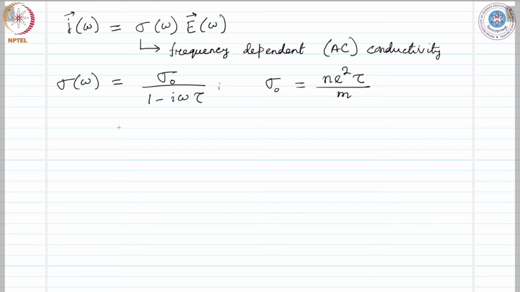The most important application of this result is the propagation of electromagnetic radiation in a metal. So how does an electromagnetic radiation propagate in a metal? Maybe you have already learned that electromagnetic radiation does not propagate in an ideal conductor. There is no electric field inside an ideal conductor, and if there is no electric field inside an ideal conductor, there is no question of propagation of the electromagnetic wave.